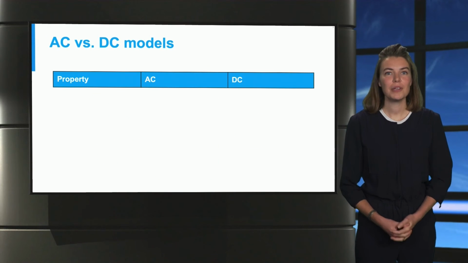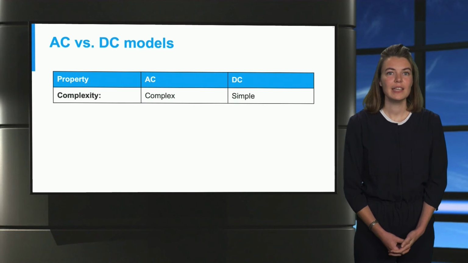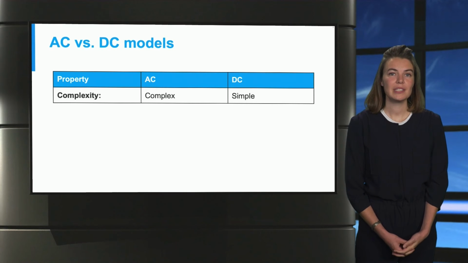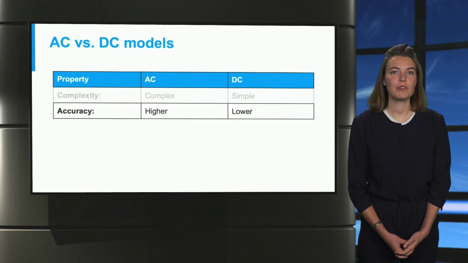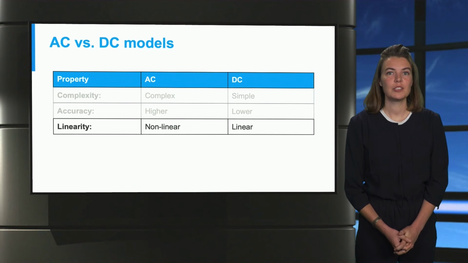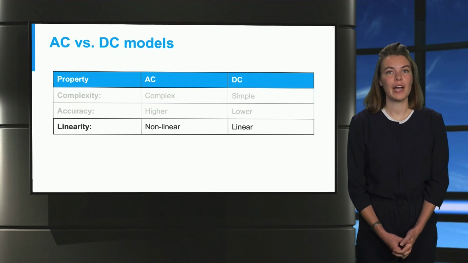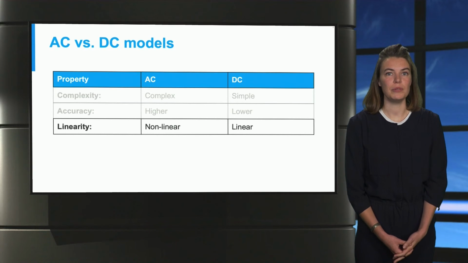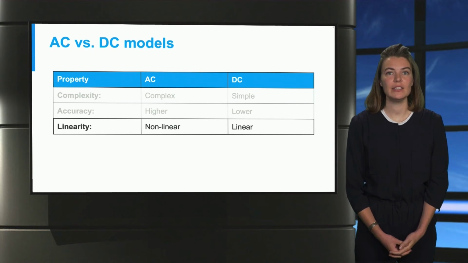When comparing the two models, we can see the following 4 differences. In terms of complexity, the AC model is more complex, while the DC model is simpler. But the accuracy of the AC model is higher, thus this model accurately represents what has happened in reality. The AC model is nonlinear, which means that it's more challenging to solve. So solving this model will require more computational power and CPU time. On the other hand, the DC model is linear and relatively easy to solve.